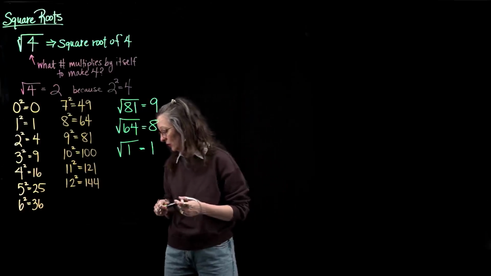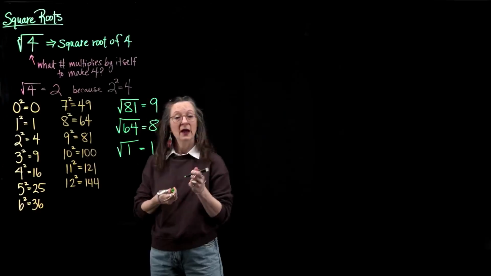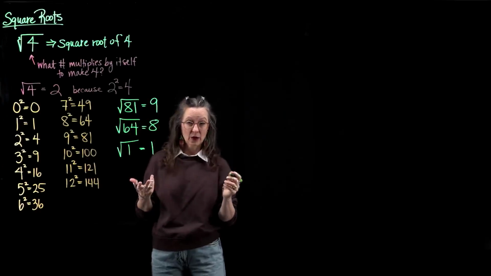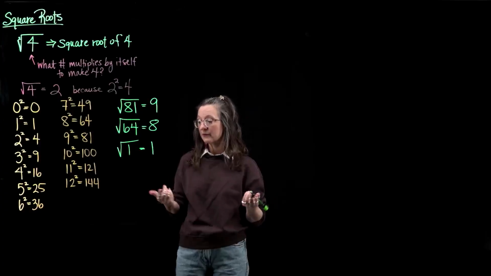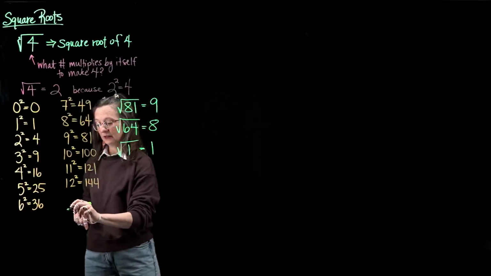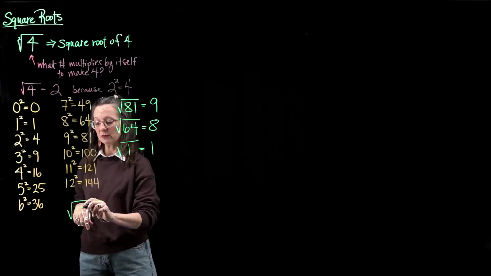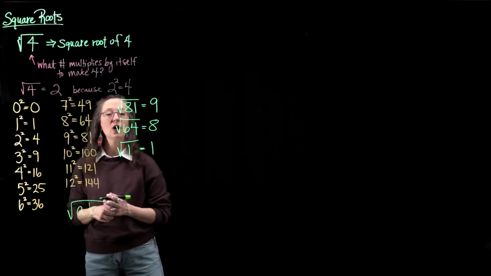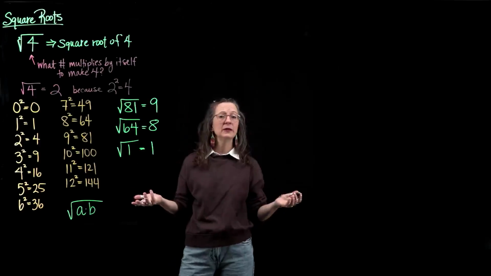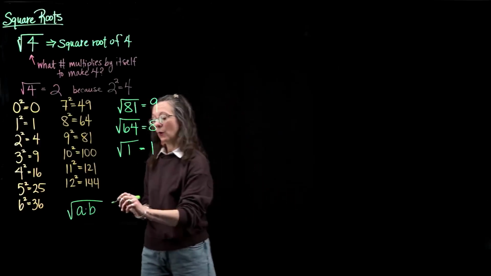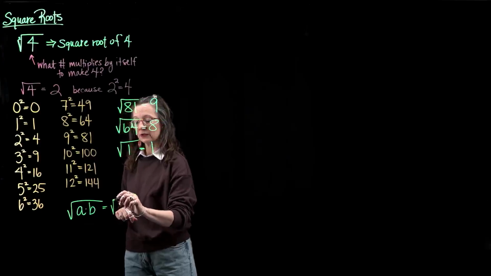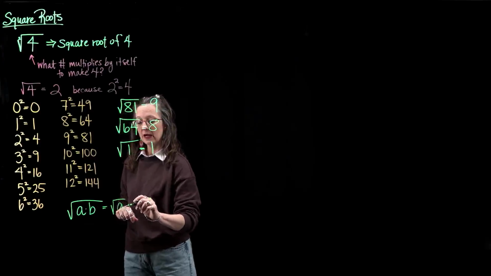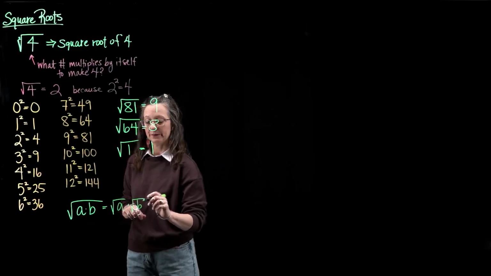All right, we're going to look at a rule, and this is our rule for splitting up square roots. So if I have the square root of two numbers multiplied together, and we're just going to call those A and B, A and B are just any two numbers, we can rewrite this as the square root of A times the square root of B.